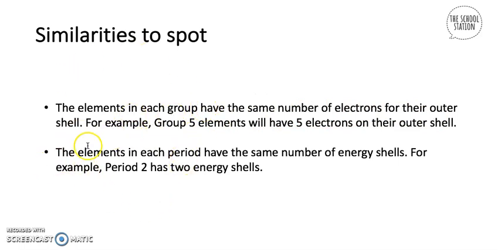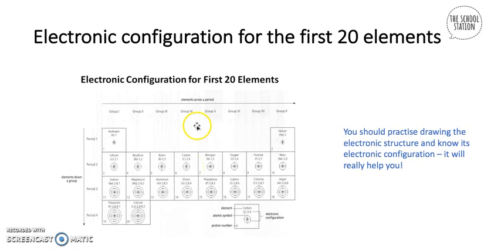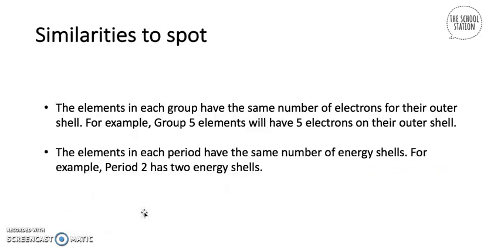Secondly, the elements in each period have the same number of energy shells. For example, period 2 has 2 energy shells. As you can see, going through the whole of period 2, there are only 2 shells. When it comes to period 3, they all have 3 shells. When it comes to period 4, they all have 4 shells. So all of them have the same amount of shells. That's the similarity you have to spot.